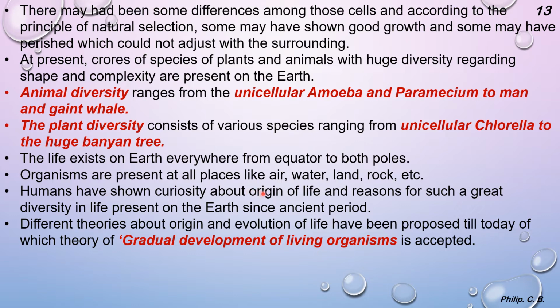Humans have shown curiosity about the origin of life and the reason for such great diversity in life present on the earth since the ancient period. That is, from older times, we have always had curiosity about different species, how they are formed, or from where they begin. So different theories about the origin and evolution of life have been proposed till today, of which the theory of gradual development of living organisms is accepted. So this one theory is most accepted in comparison with the other theories. Which one is this? Gradual development of living organisms. Means what? Slow and steady development of living organisms over a long period of time.